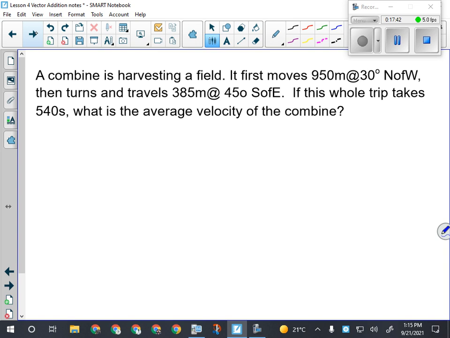I want you to try that one. This one has 1 extra step at the end. You're actually going to calculate the displacement, but it wants you to calculate the average velocity if the whole trip takes 540 seconds. So basically there's just a v equals d over t calculation at the end using the d you get. Okay?